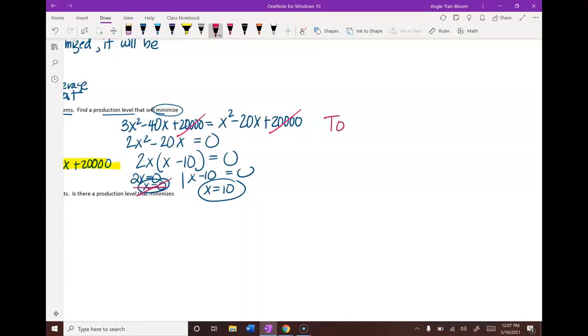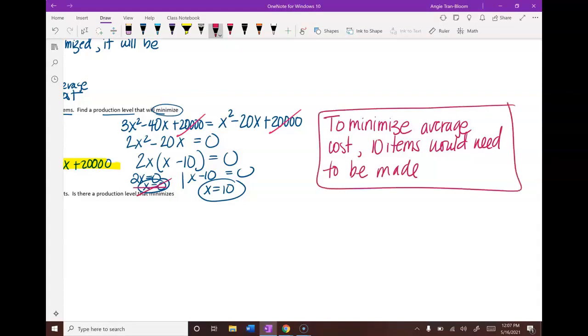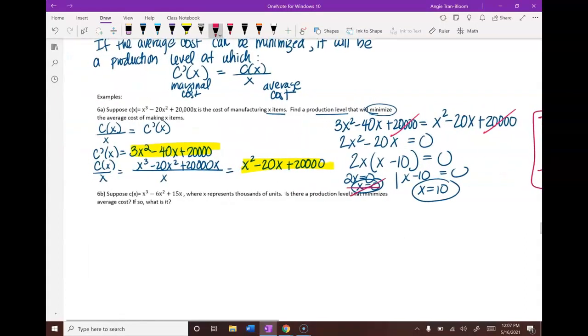So to minimize average cost, 10 items would need to be made. Box that up. All right, let's go and try example B.